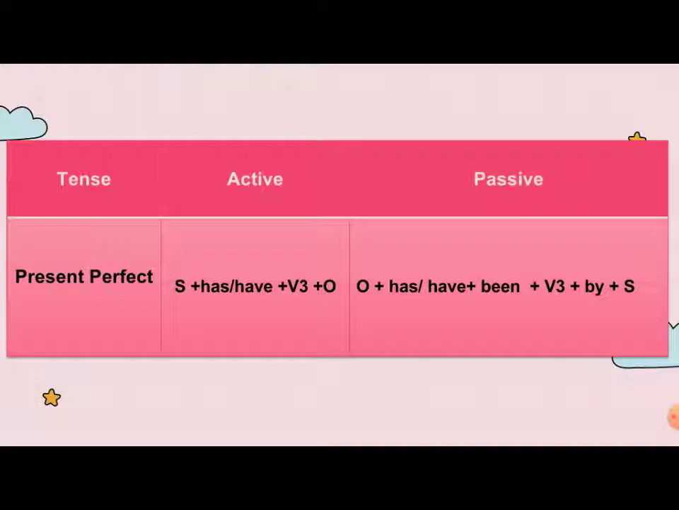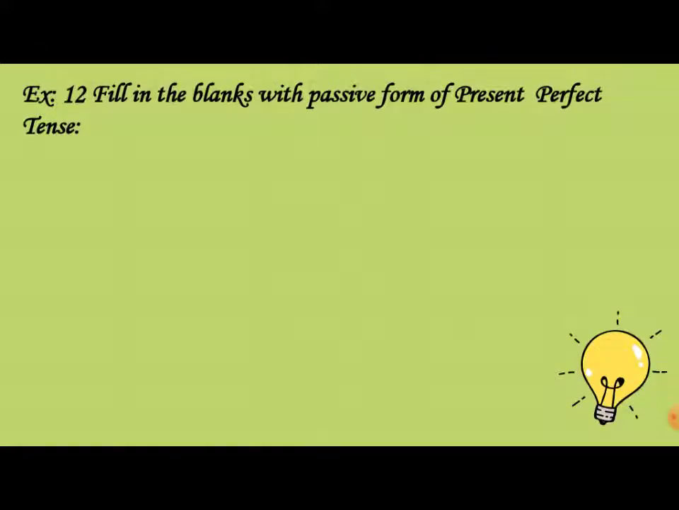You only have to insert the word been, B-E-E-N. The rest of the thing as it is. Swap the subject and object and add the preposition by. So what will be the structure in passive voice? Object plus has, have plus been plus past participle form of the verb plus by plus subject. You have to see the object. In relation with the object, you have to change the helping verb has, have. So let's move on to the textbook exercise 12.